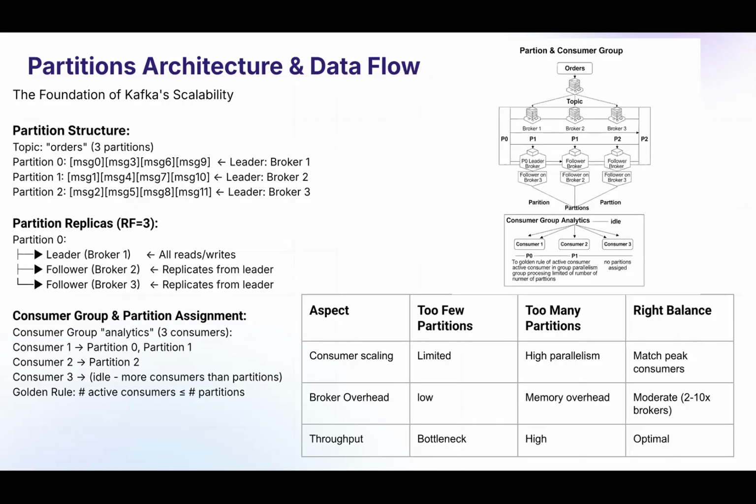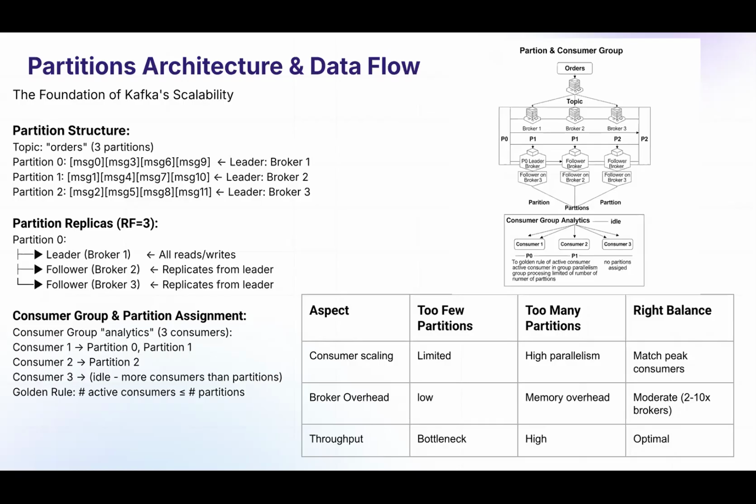Here, the consumer group assignment. If you have a consumer group with 3 consumers and 3 partitions, you will get a one-to-one mapping, ideally. But notice what happens if you have more consumers than partitions. Consumer 3 is idle, not consuming anything. This is the golden rule: the number of active consumers is limited by the number of partitions.